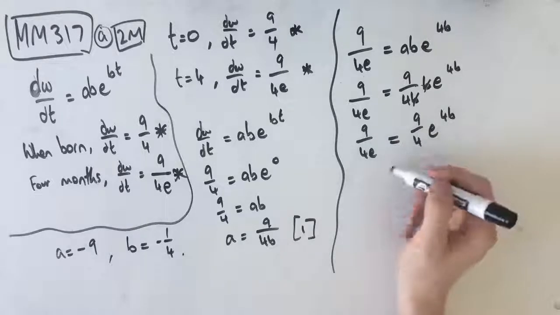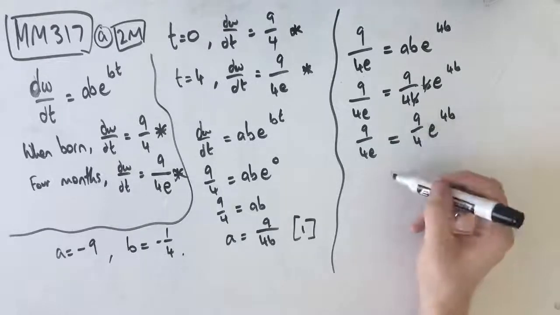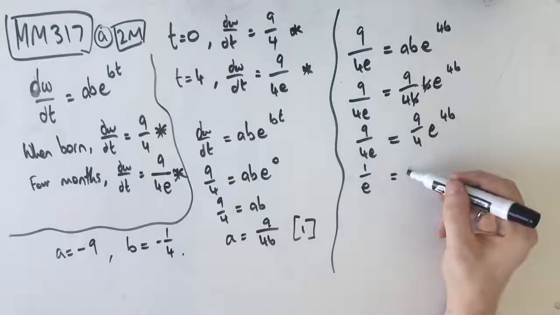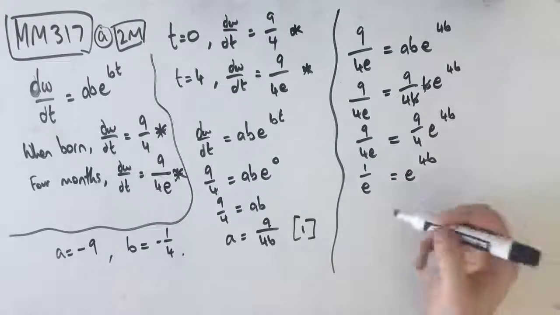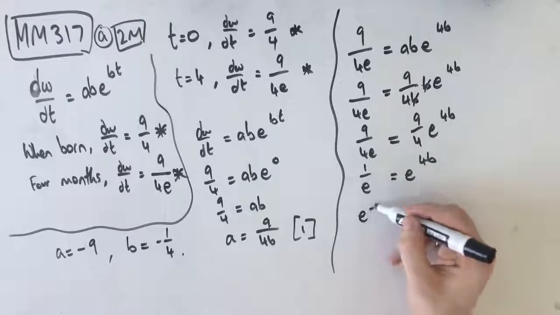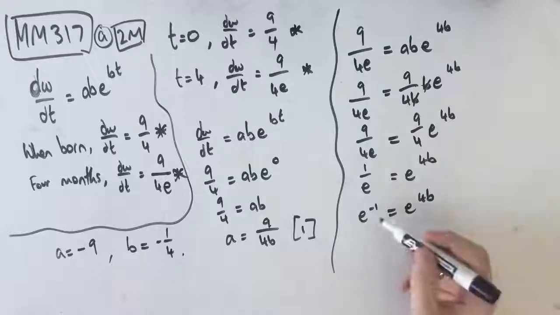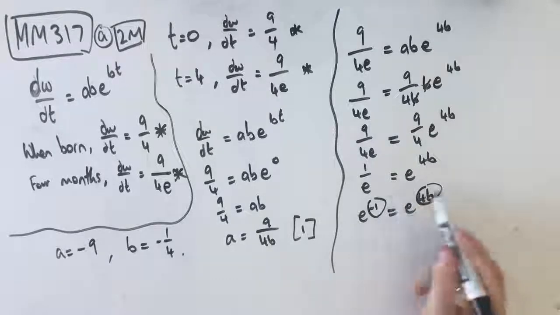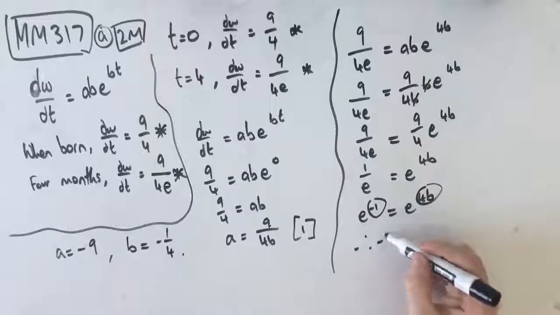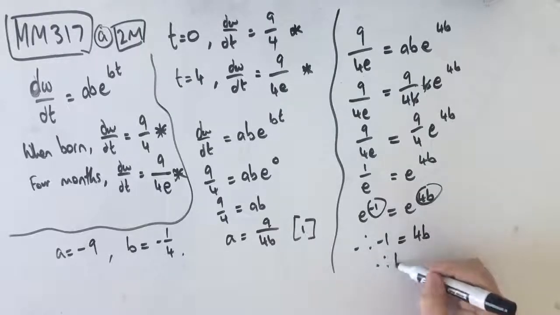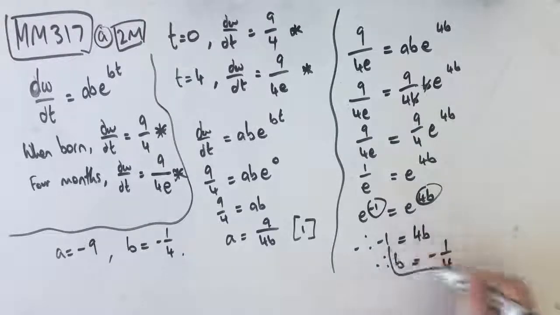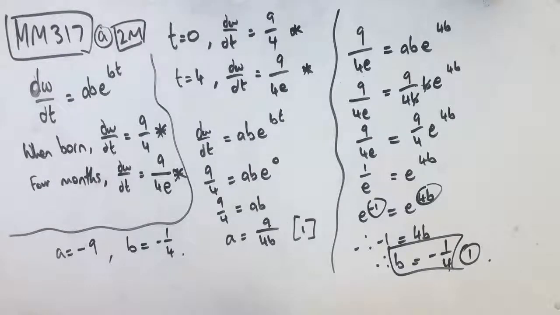These 9/4s can actually cancel. So if we divide both sides by 9/4, we get 1/e equals e to the 4b. 1/e is the same as e to the -1. Now if e to the -1 equals e to the 4b, that means that these two powers must be the same, because these bases are the same. So therefore, -1 equals 4b. So therefore b equals -1/4. That's our first mark. So that's a lot of working for our first mark, but our second mark comes quite quickly after that.